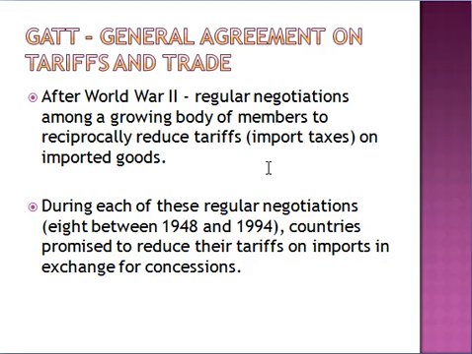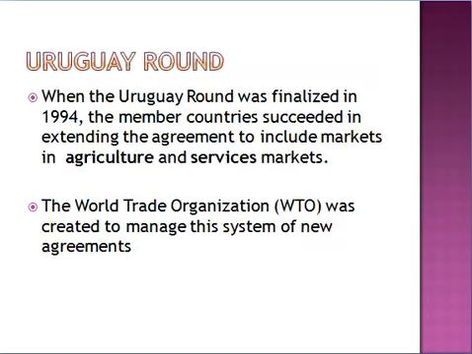During each of these regular multilateral trade negotiations, of which there were 8 between 1948 and 1994, countries promised to reduce tariffs on imports in exchange for reciprocal agreements. The Uruguay Round was held between 1986 and 1994, and when it was finalised in 1994, member countries had agreed to 30 agreements, and they had also succeeded in extending the agreement to include markets in agriculture and in services.